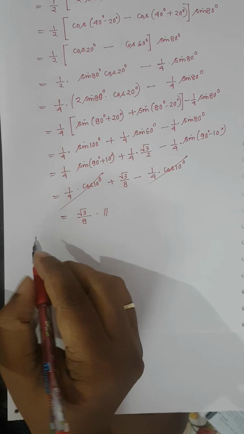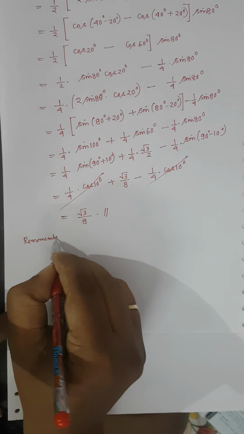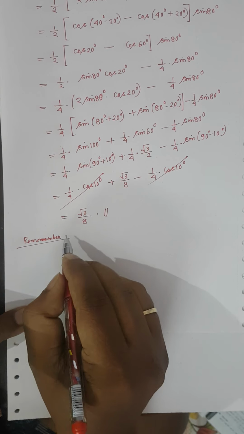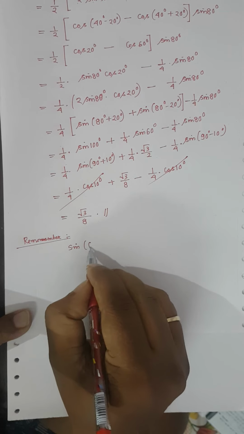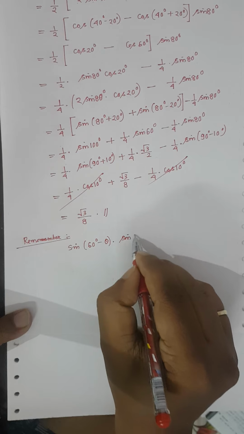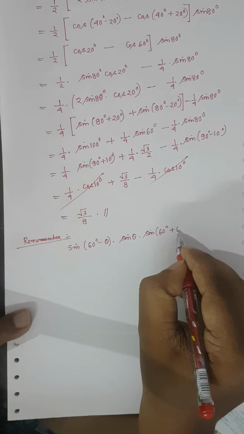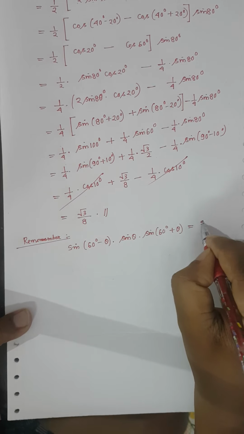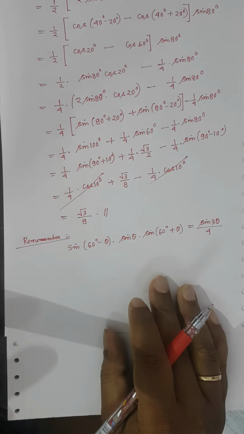Now remember this note: the product of sine(60 minus theta), sine theta, and sine(60 degrees plus theta), where theta is any acute angle, is equal to sine of thrice theta by 4. This is a very important theorem.